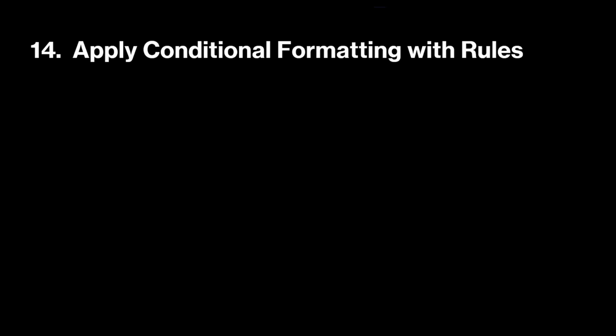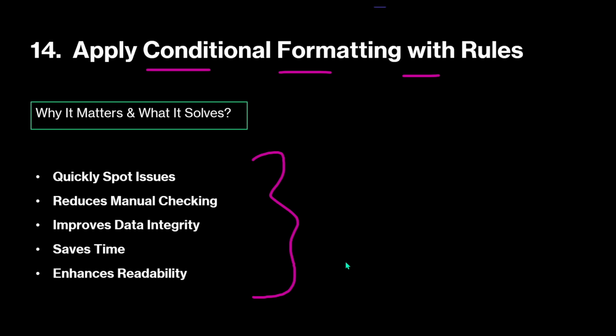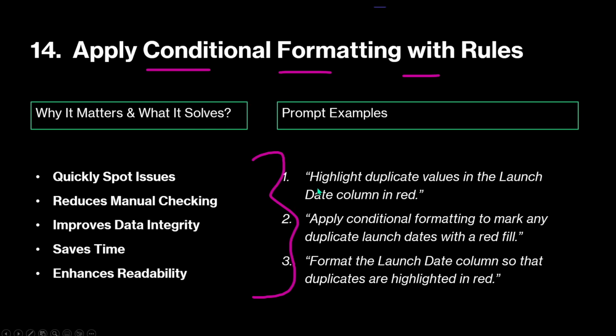The next feature we are going to learn is applying conditional formatting and highlighting with rules. This feature will help you highlight duplicates instantly so errors or overlaps don't go unnoticed, so you don't need to scan rows or write complex conditional formulas. You can basically ask Copilot to clean and provide you an accurate data sheet for reporting and analysis. So let's go and try a couple of examples.